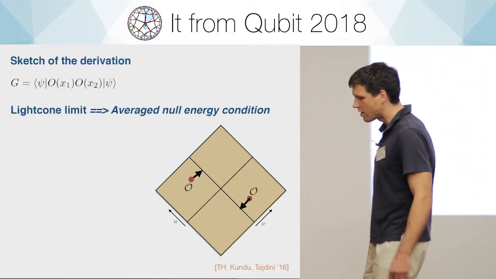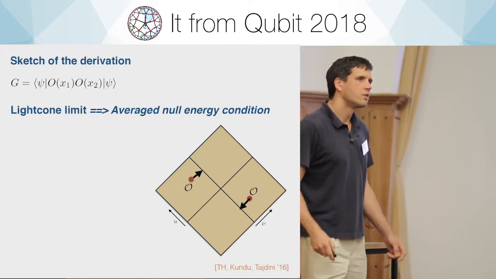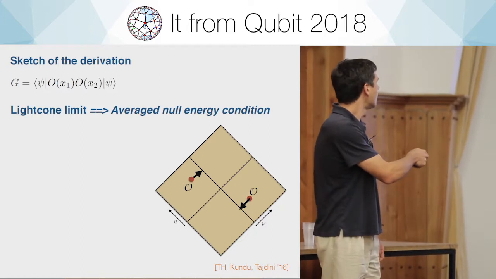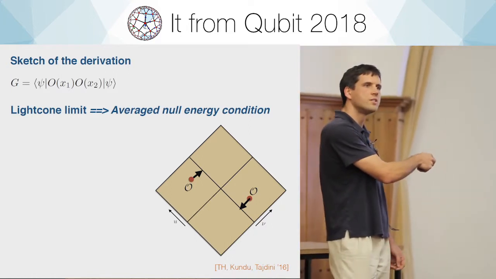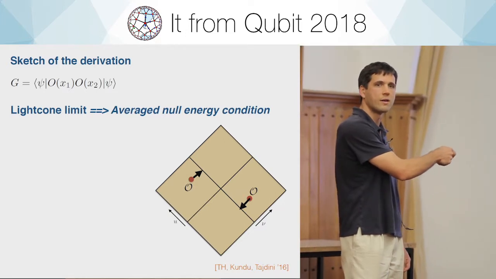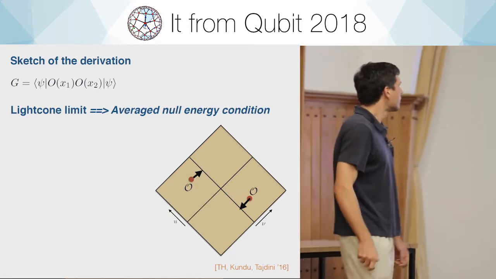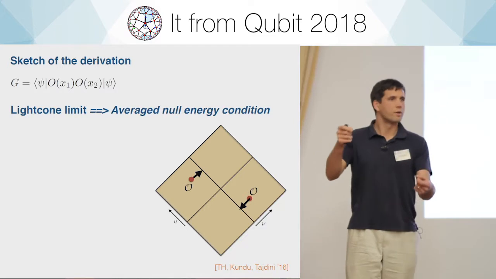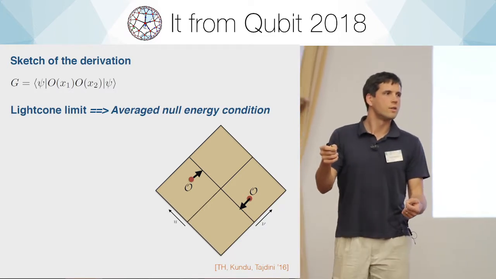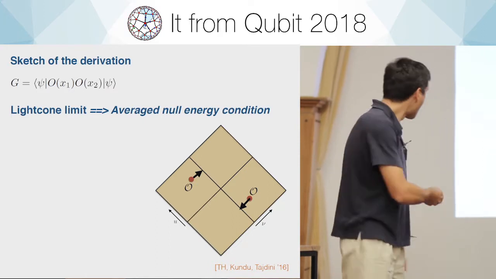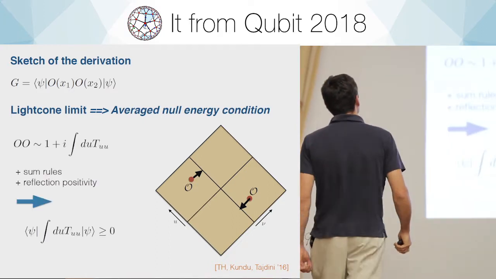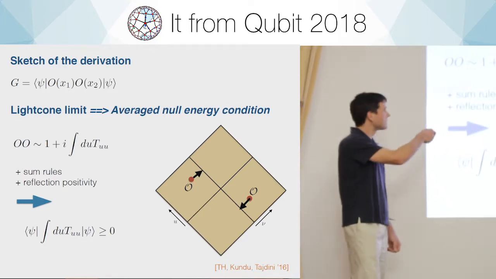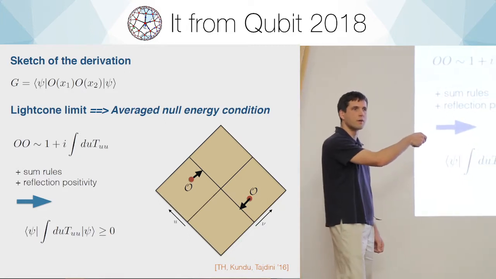So let me briefly sketch the derivation. I'll start with the ANEC. To derive the ANEC, we study a conformal four-point function, which you can think of as a two-point function in some excited state created by an operator psi. So we study this two-point function in a light cone limit where you take the operators O to be null separated. And as you take them null separated, the operator algebra simplifies. And it turns out that the leading contribution to the OPE, besides the identity, is exactly the null energy operator.